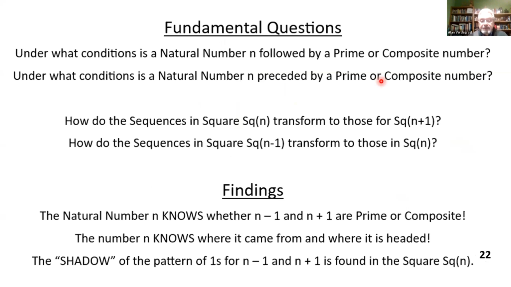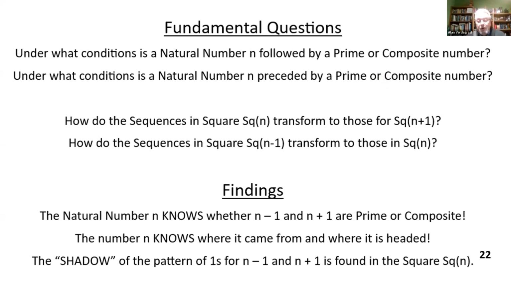So based upon this basic theory, we can explore some fundamental questions about numbers. We can tell from the square of n itself whether n is prime or composite. A more interesting question, though, is when is a natural number preceded by a prime or a composite, and when is it followed by a prime or composite? These questions basically reduce to understanding how the sequences of one square convert into those of the next square.